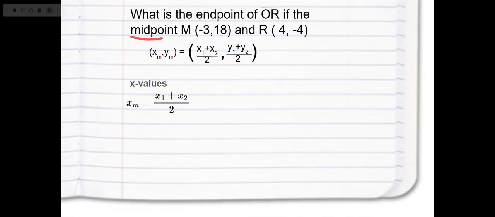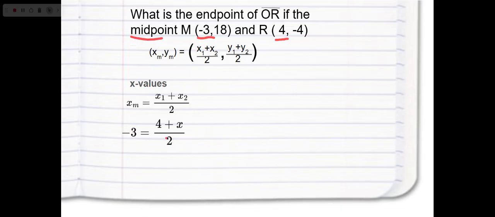And I'm just going to focus on the x values. So those are the first values. This -3 is my midpoint, so it's going to go right here. This 4 is my other endpoint, so it's just going to go either here or here. It doesn't matter which one. Again, drop the subscript when you plug everything in, and then we're going to solve it.